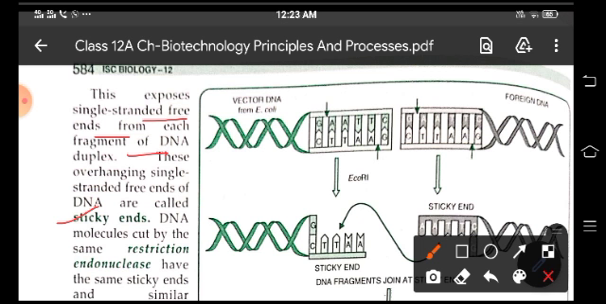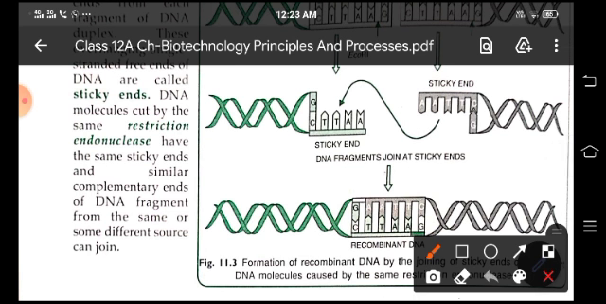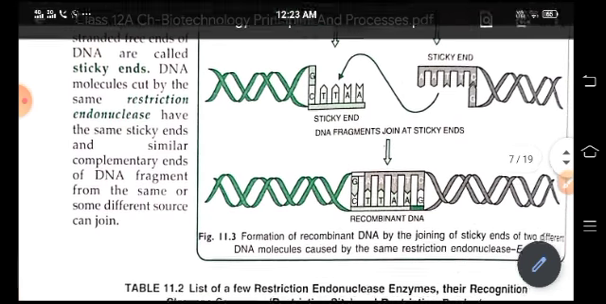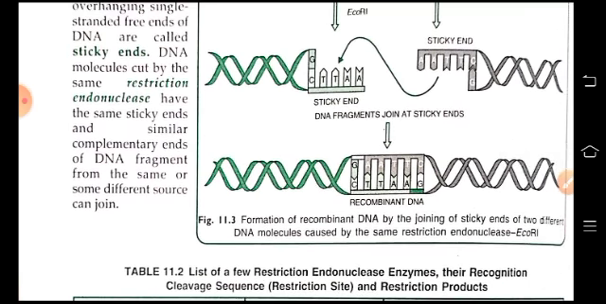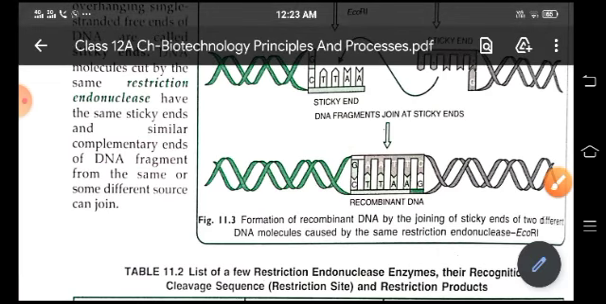Now DNA molecules cut by the same restriction endonuclease have the same sticky ends, because this restriction endonuclease acts as a molecular scissor. They have similar complementary ends, and DNA fragments from the same or some different source can join. So here is the formation of recombinant DNA by the joining of sticky ends of two different DNA molecules which are cut by the same restriction endonuclease, EcoRI.